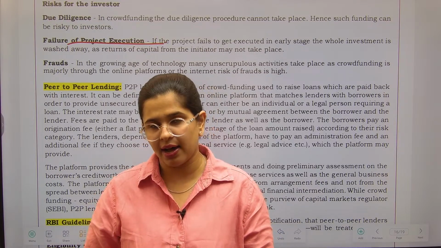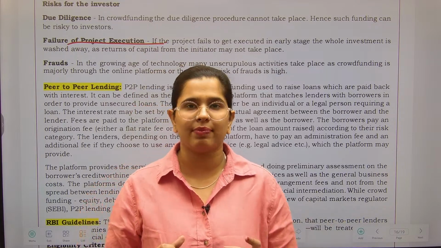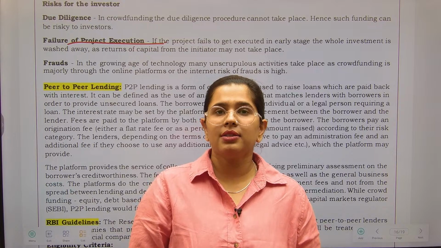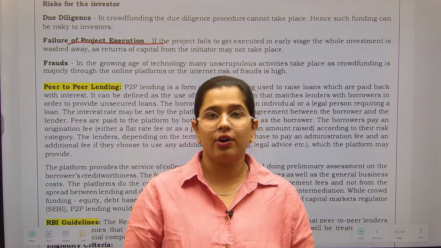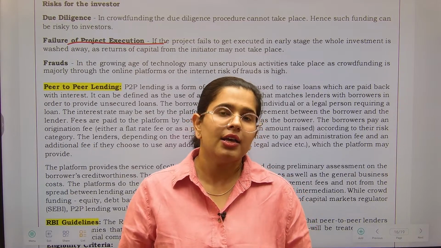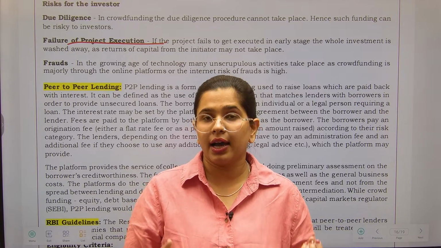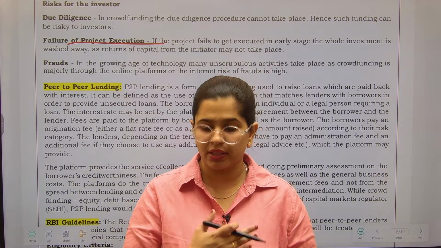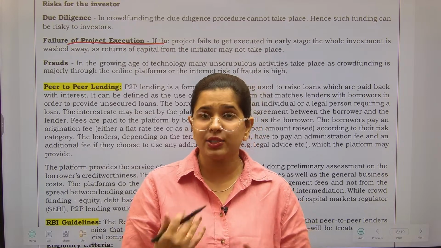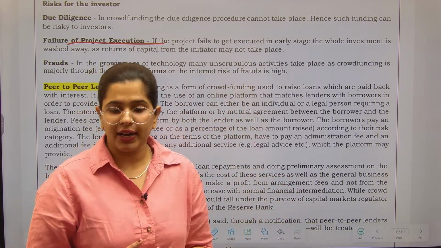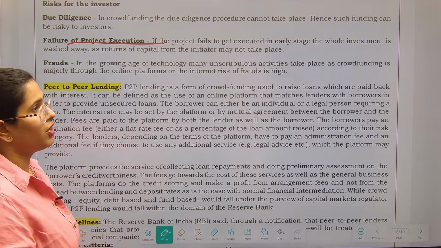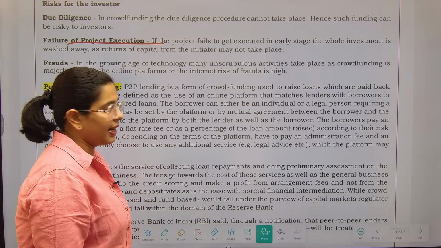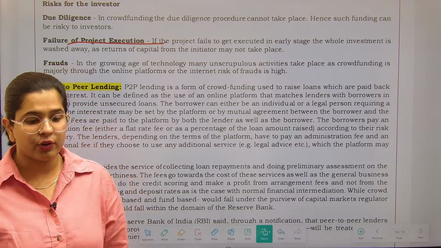And the next thing is, after doing the initial verification, there is something called execution. You have made the plan. The plan sounds great, but it is not going to be great until and unless you implement it well enough, right? That well-enough execution comes only if the project implementers have good qualification and good expertise and all of that, right? So failure of project execution is also something which brings risk in crowdfunding. Then we have frauds, obviously. Technology is there. Technology is sometimes good, sometimes not that good as well.